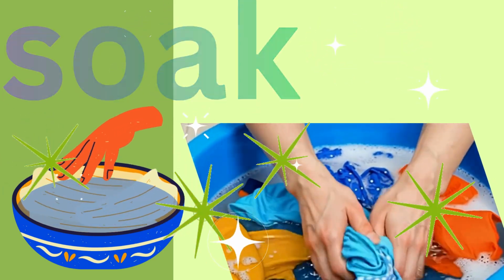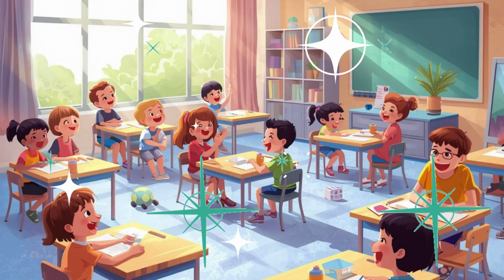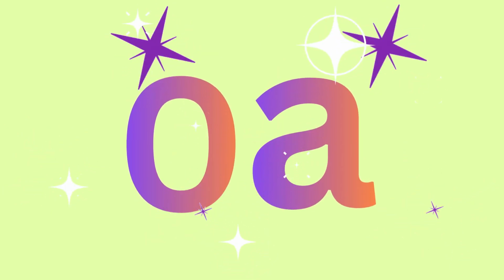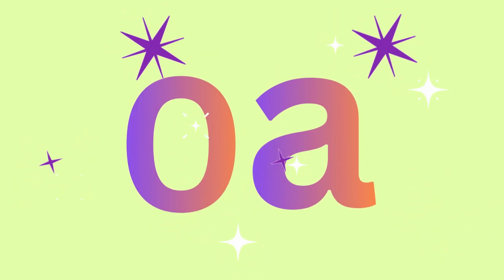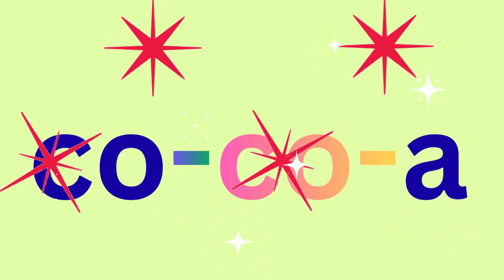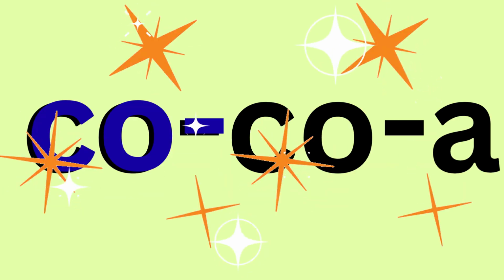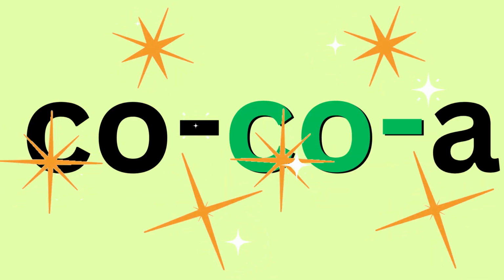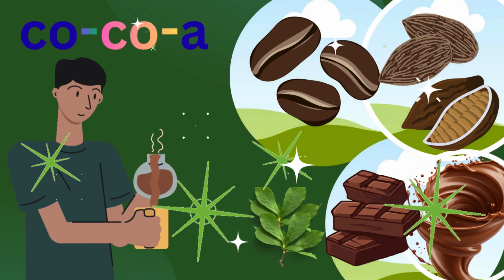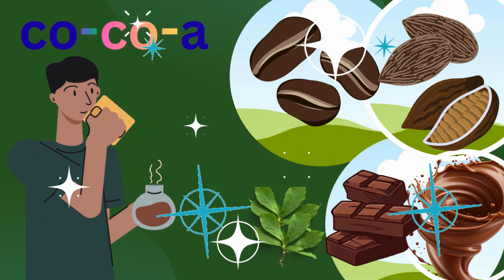Amazing! Remember, even though O and A can make one sound, in cocoa, the letters O and A do not stay together. That is because cocoa is a longer word broken into parts called syllables. We break it like this. Co. Cocoa. Cocoa, cocoa, sip, sip. My drink is made from cocoa.